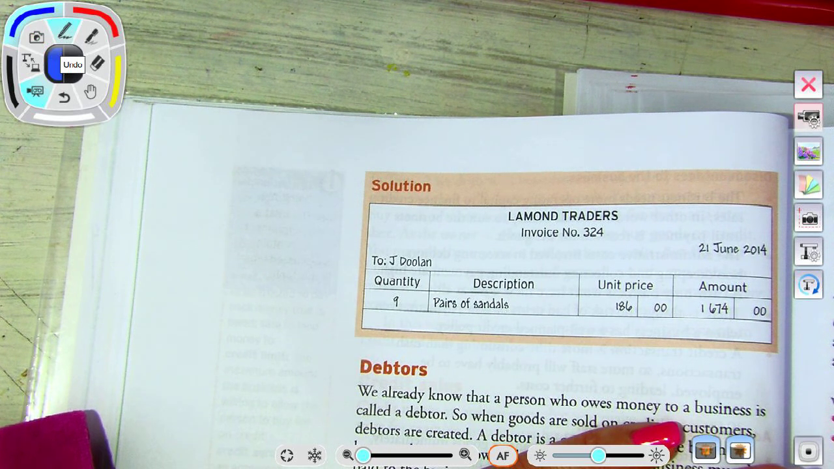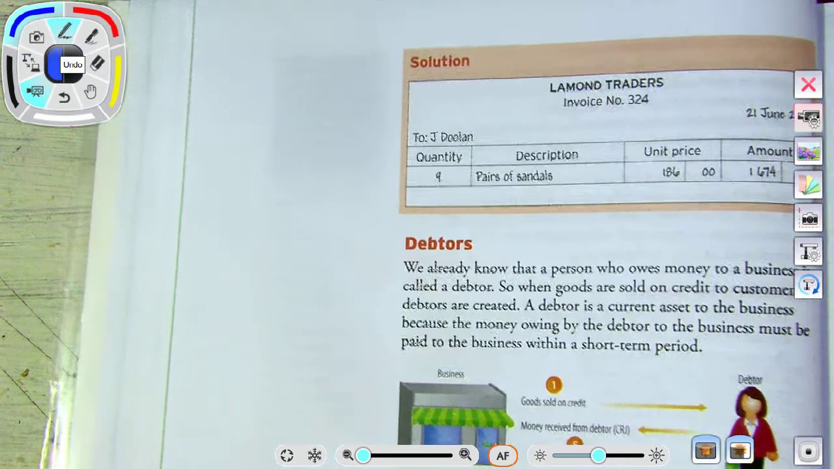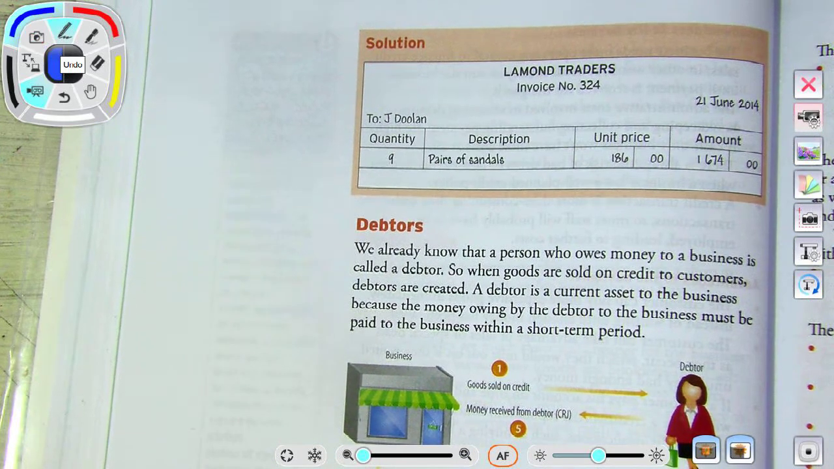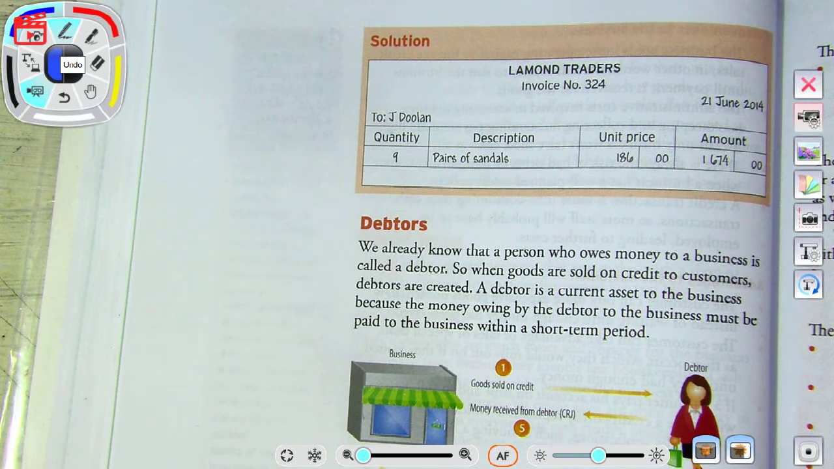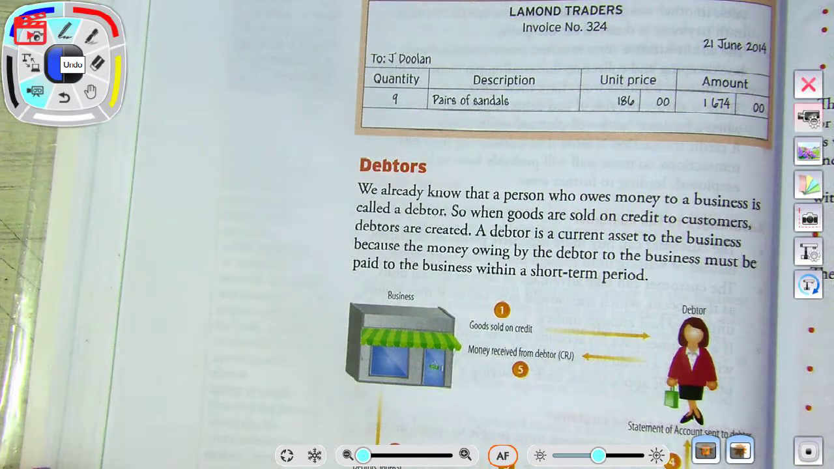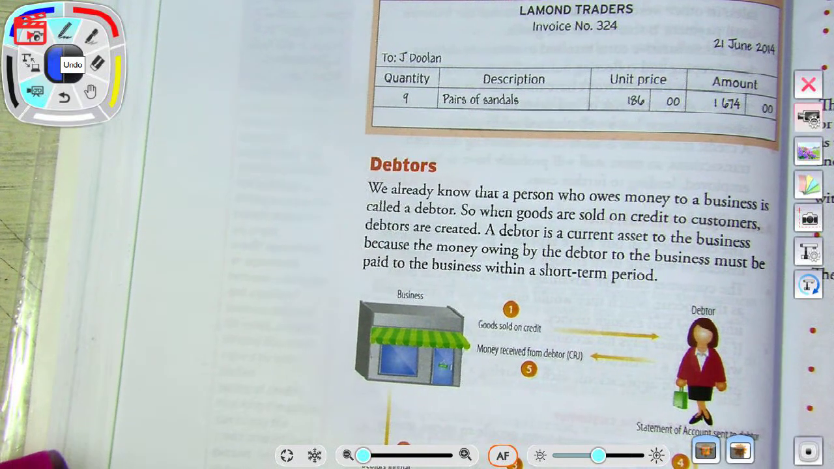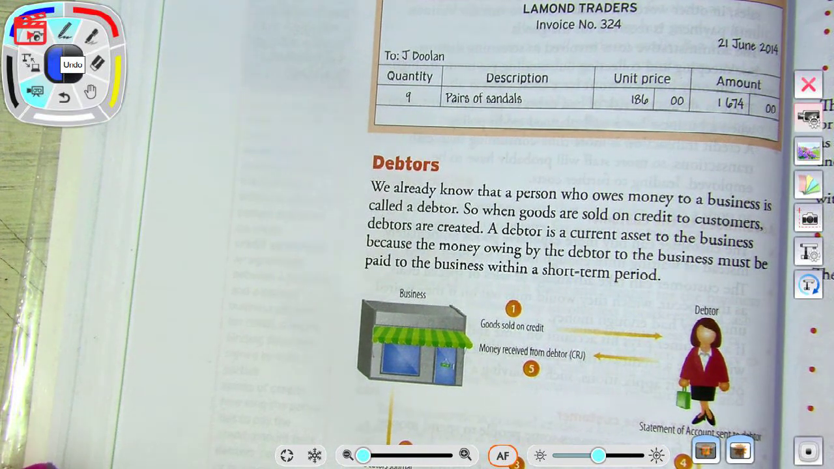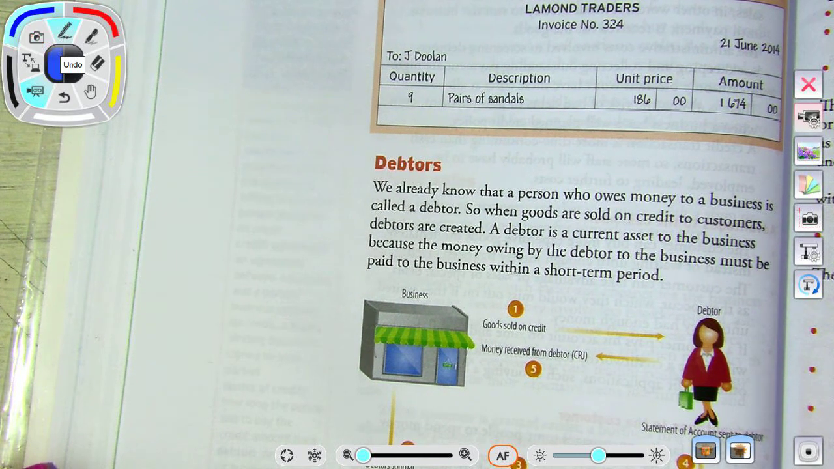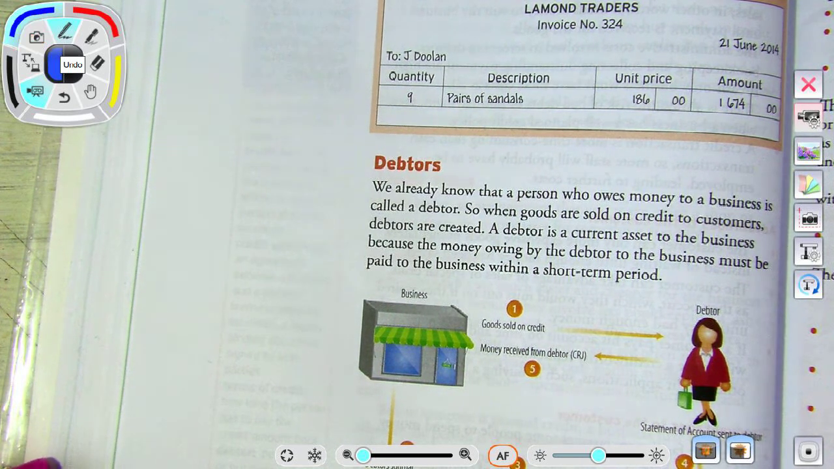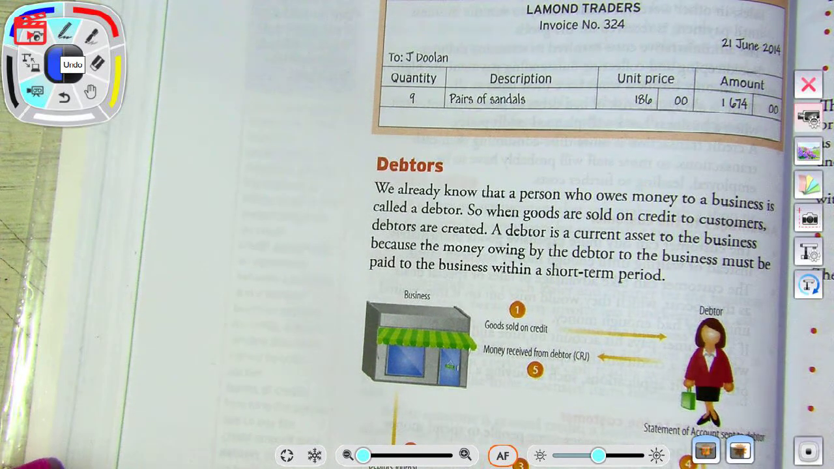If we go down on the page a little bit, we'll see the explanation of debtors. So we already know that a person who owes money to a business is called a debtor. So when goods are sold on credit to customers, that is when debtors are created. A debtor is a current asset to the business because the money owing by the debtor to a business must be paid to the business within a short period of time. So debtors is classified as an asset.